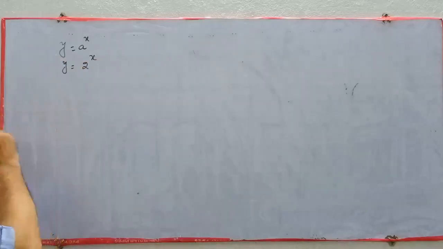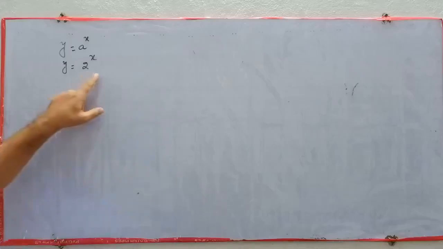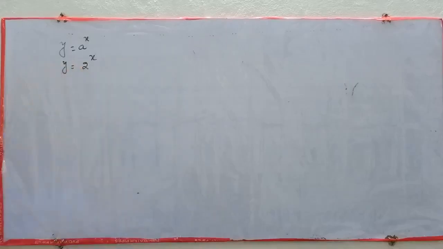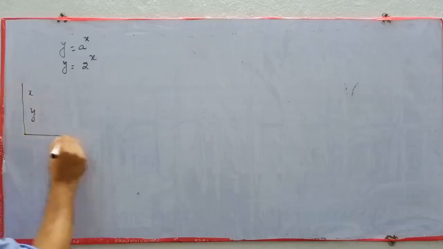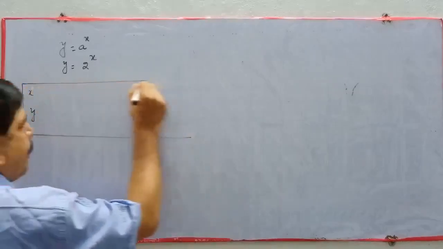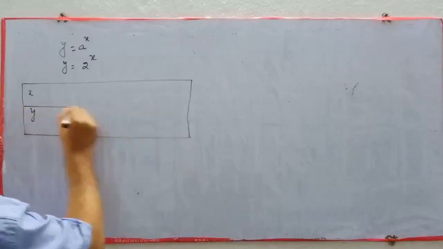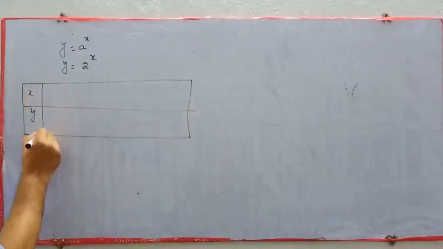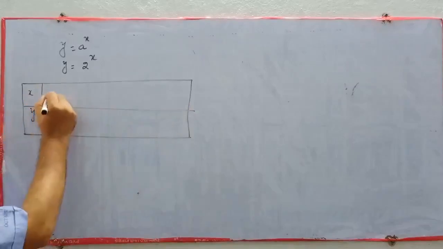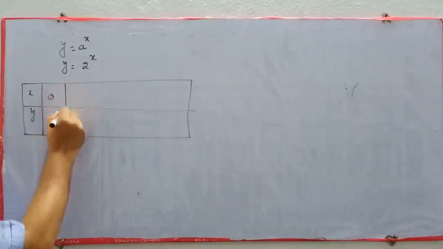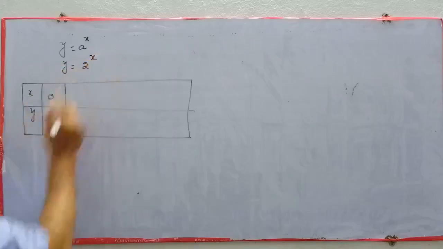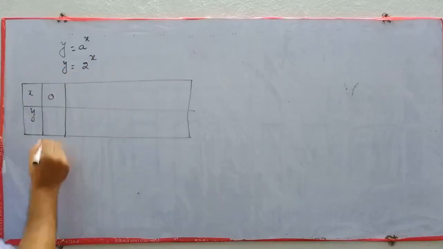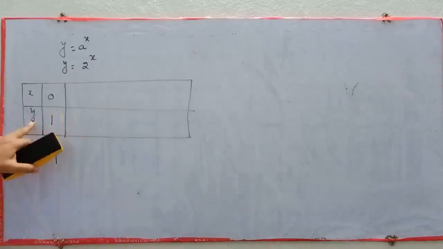See how to draw. First you have to take the values of x and you will get the values of y. For different values of x you will get different values of y. Okay, so first, x and y. Suppose x is equal to 0. Then what is the value of y? y is equal to 2 power x. So 2 power 0. Anything to the power of 0 is 1. So when x is equal to 0, the value of y is 1.